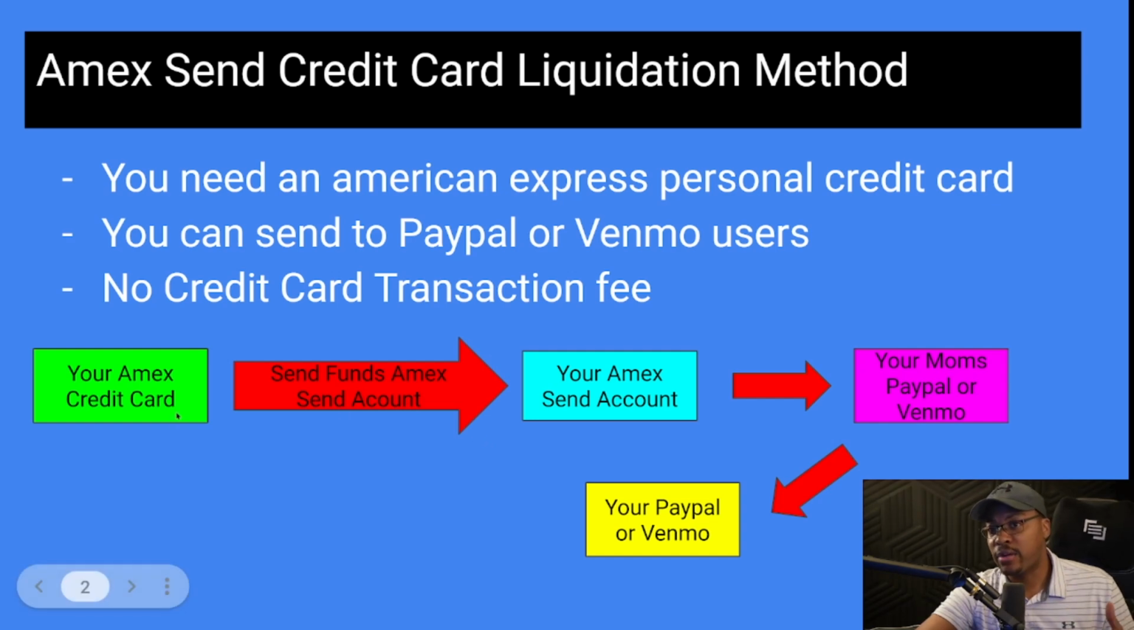So let's say, for example, you have an American Express Blue Cash Preferred credit card or a gold card, right? What you would do is send the funds from your Amex credit card to your Amex Send account. Once your Amex Send account has the funds available, you could then send to either a PayPal user or a Venmo user. Then they can just send it to your PayPal or Venmo account. And the great thing about that is there's no transaction fees, right?